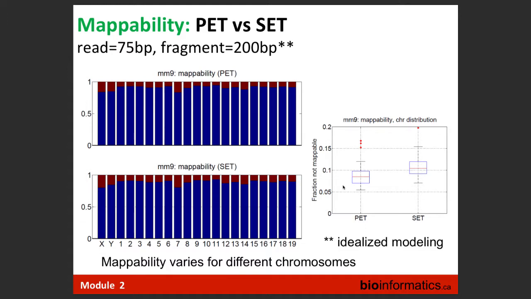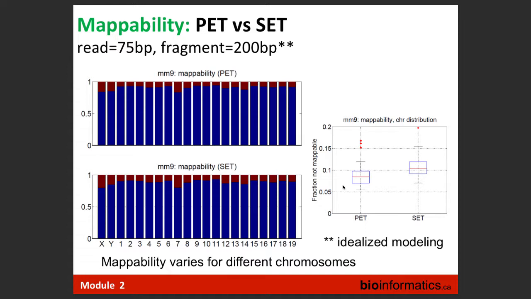Now here I give you some numbers, and this is for mouse, per chromosome. The blue indicates the fraction of the genome which is uniquely mappable, and the red is unmappable. So the degree of non-mappability, or non-unique mappability, depends on the chromosome. Different chromosomes have different properties. X and Y, of course, are more prone because of high synteny between X and Y. They're more prone to mixture between reads and lower mappability.